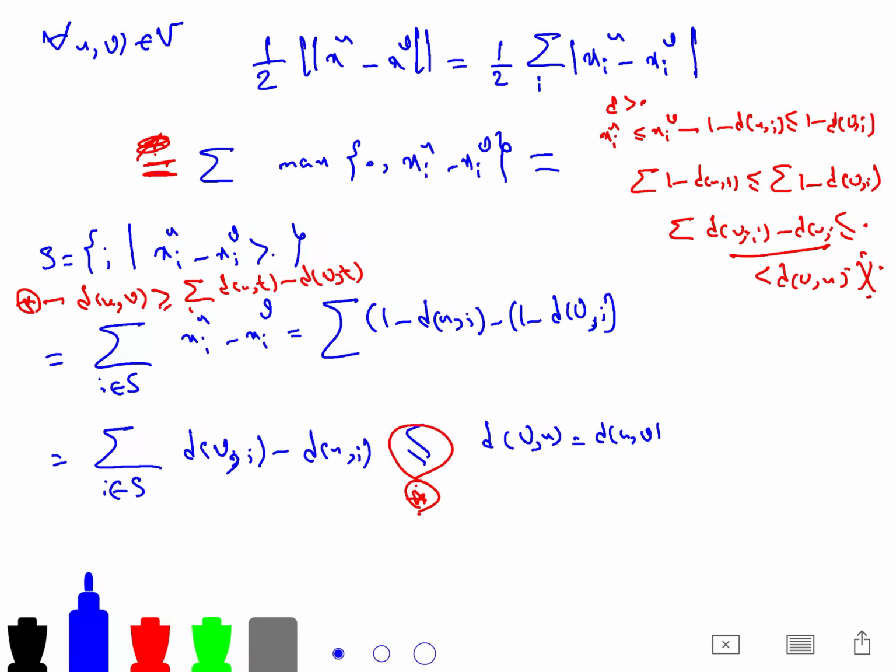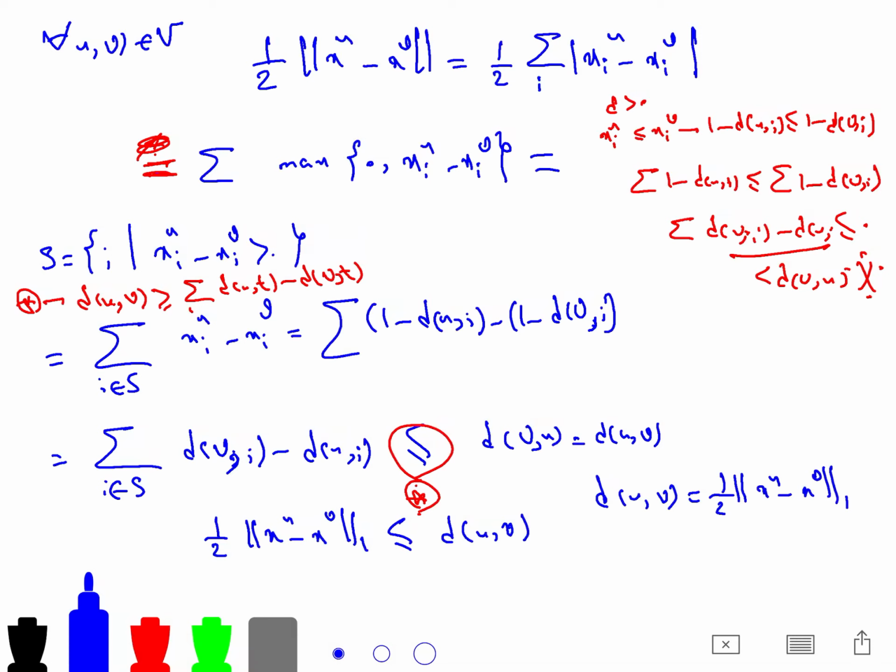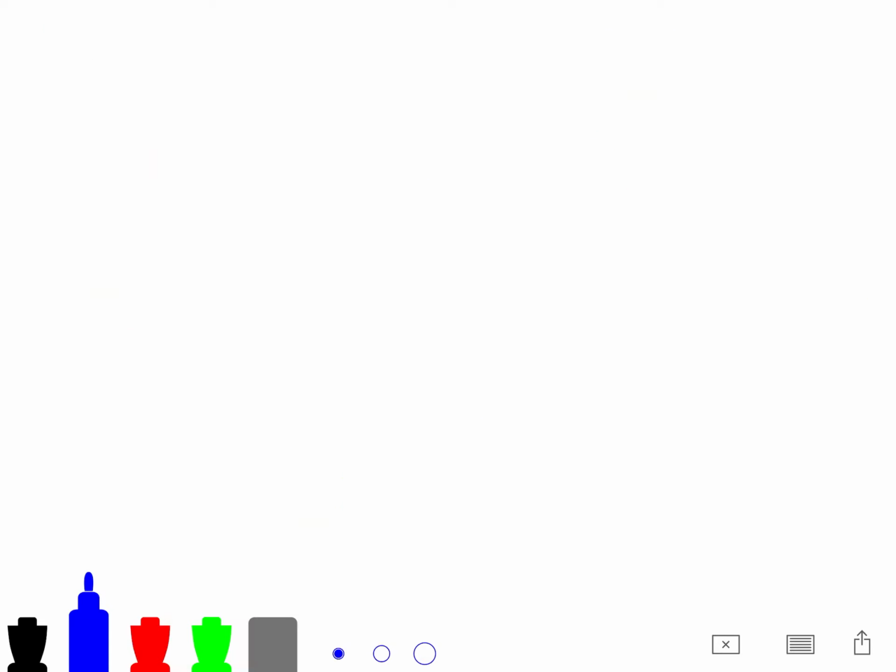So we proved that 1/2 of the L1 norm of x_u minus x_v is less than or equal to d_uv. And so we get d_uv is equal to 1/2 of x_u minus x_v. And so it is proved completely. So you see there is a duality. So solving one of them is like solving the other one.